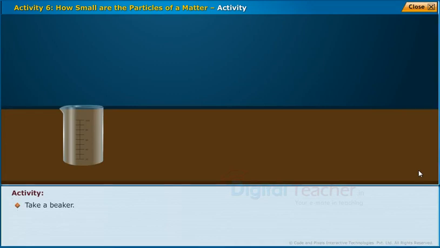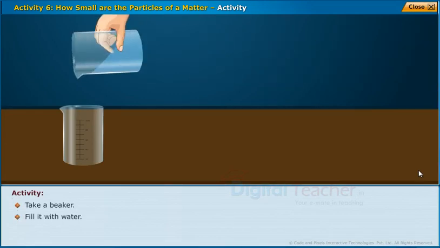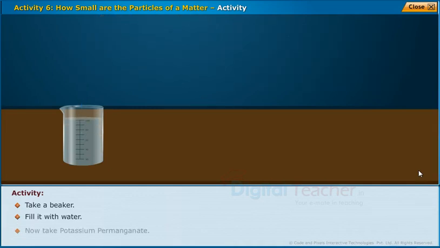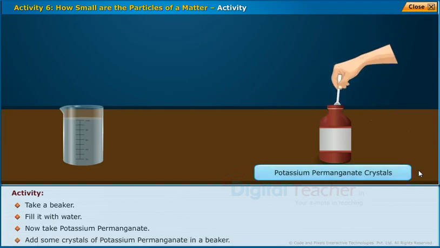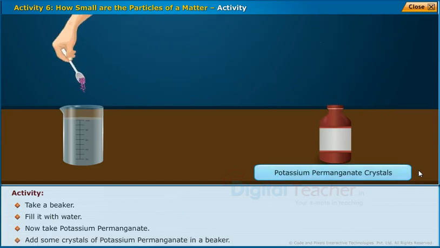Take a beaker. Fill it with water. Now take potassium permanganate. Add some crystals of potassium permanganate in a beaker.